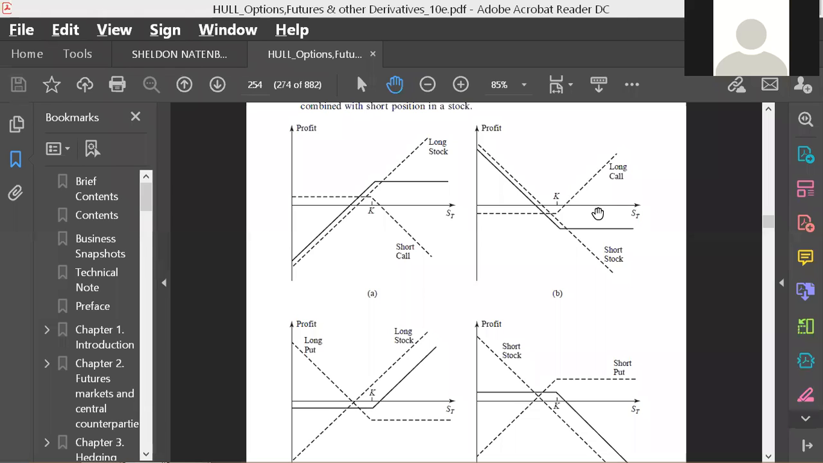Sir, long put. Here you said long put. Okay, now let's check the put part. For the put, the profile shows that as the market drops below K, the profit goes up in a proportionate manner. So what will happen in the case of a put? As the market drops below K, the intrinsic value of the put keeps on increasing. Therefore the option value keeps on increasing, and since he is long the option, his profit will also keep on increasing. So he's correct, it's a long put.